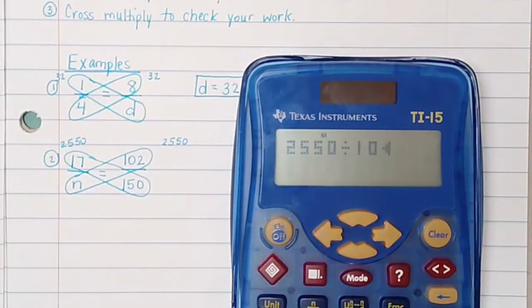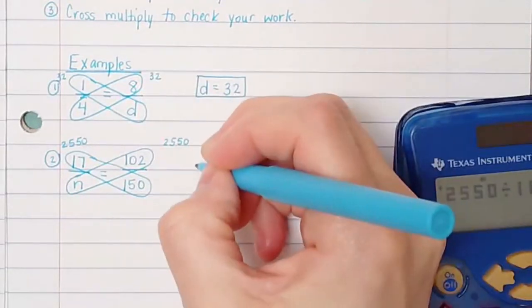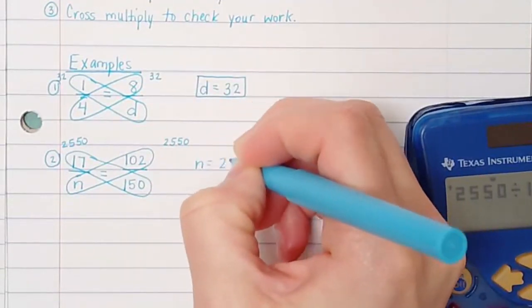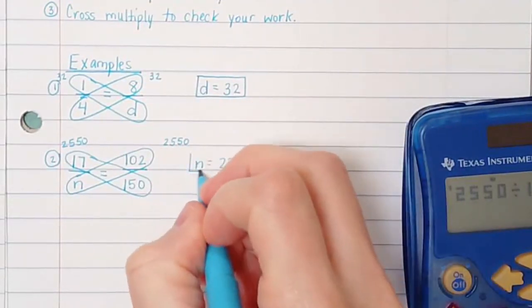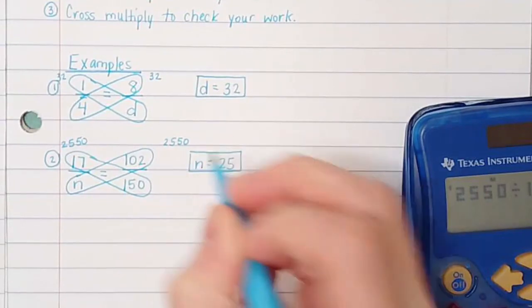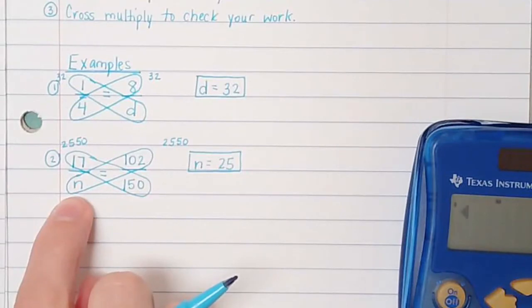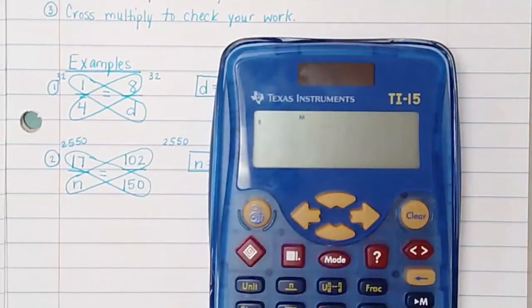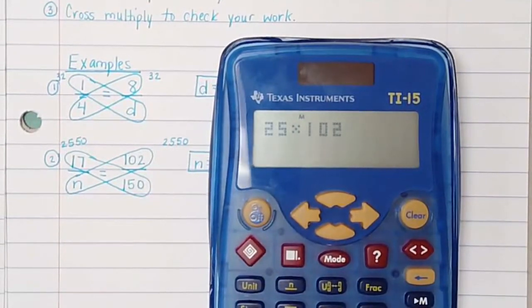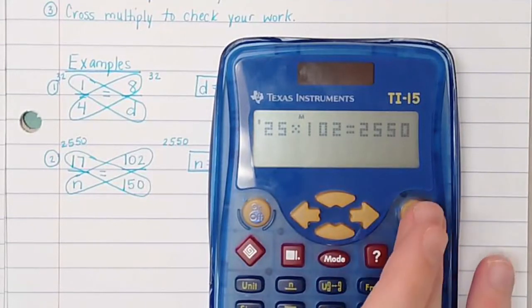Now remember, I need to check to make sure that this is correct. Okay, so let's see. If I have 25 over here, that would be 25 times 102. And it does give me 2,550. So yes, it is correct. Okay, let's try another one.